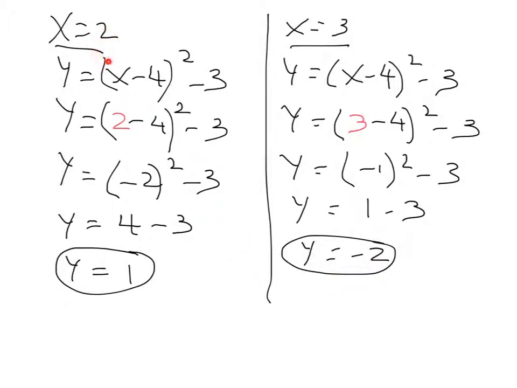Let's replace x equals 2. Again, the original function, y equals, instead of the x, I replace it by 2, minus 4 squared minus 3. 2 minus 4 is negative 2. Now, order of operations, I do exponents first. So negative 2 squared is going to give me 4, and minus 3 will give me 1. So again, when x equals 3, y is negative 2, and when x is 2, y is equal to 1.